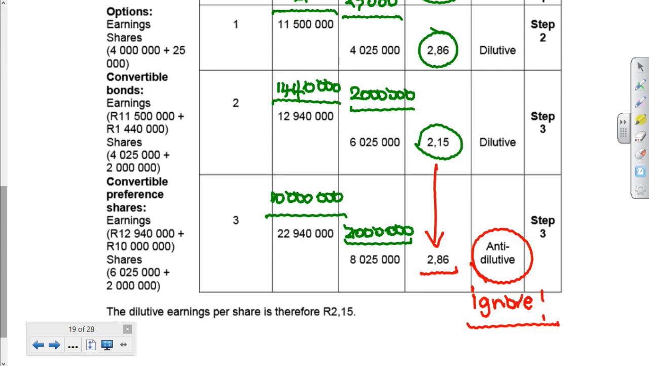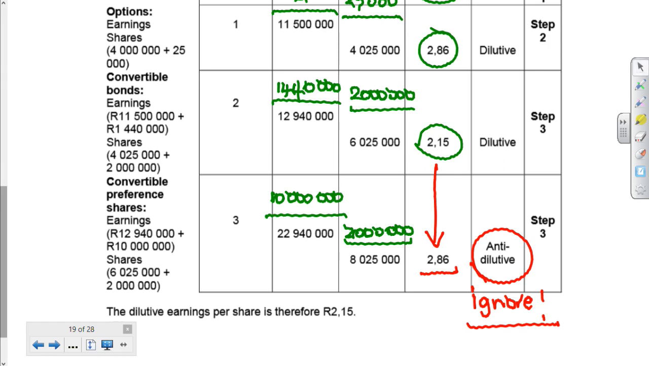What are the chances that a preference shareholder who's getting 10 million rand is going to exchange his 10 million rand into 2 million shares where he's only getting 2.86 rand a share? Who in their right minds, isn't it? It's never going to happen. He's not going to do it. Okay, so when we see these ones that are anti-dilutive, they're actually adding to the earnings per share. Which crazy shareholder is going to convert his prefs into ordinary shares and make himself worse off to make the ordinary shareholders better off? Nobody, isn't it? So we ignore those, the anti-dilutives.